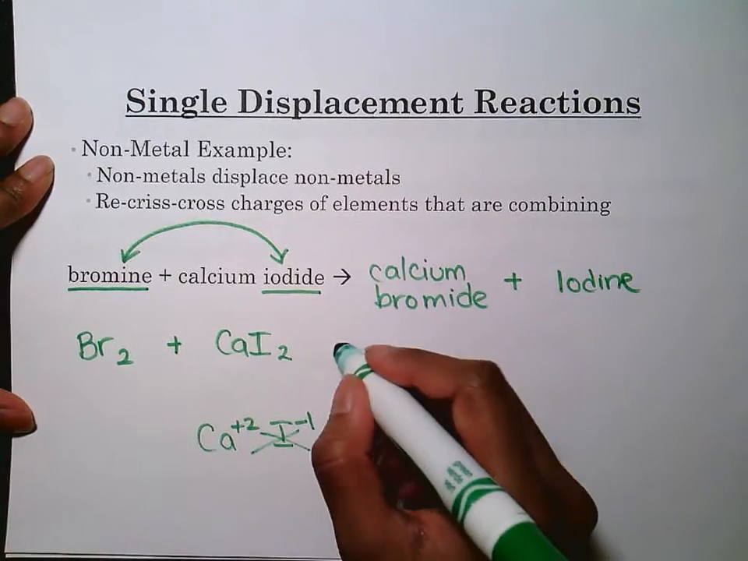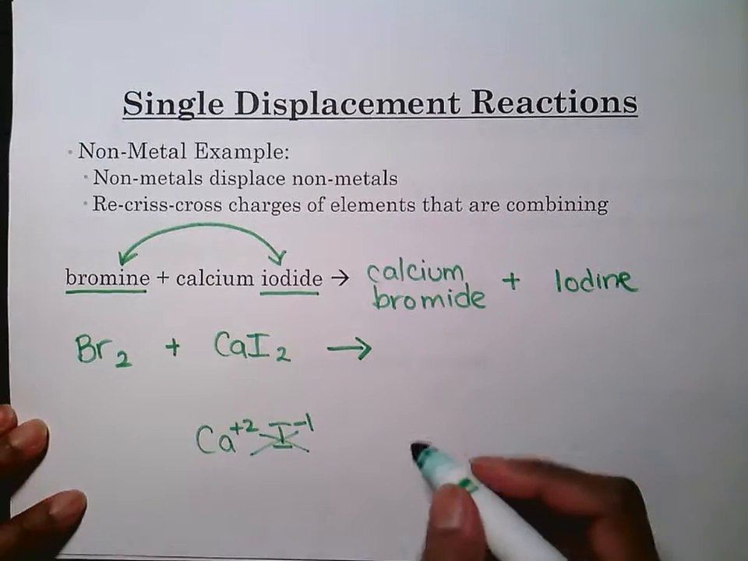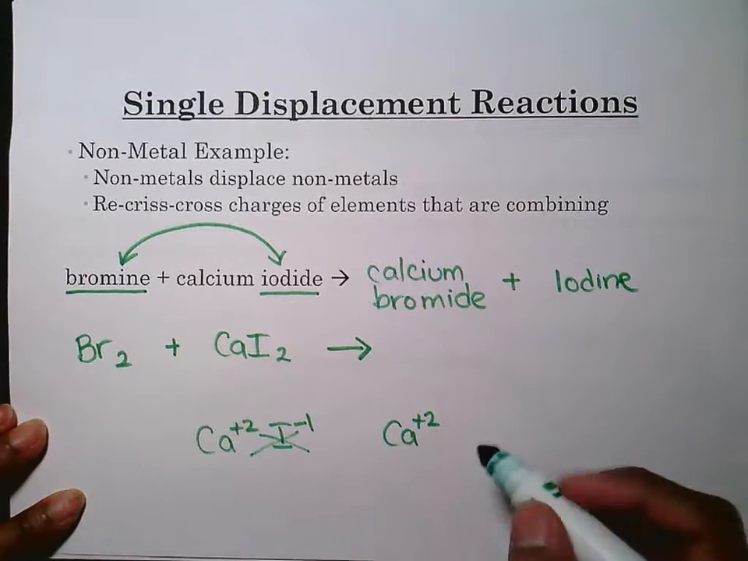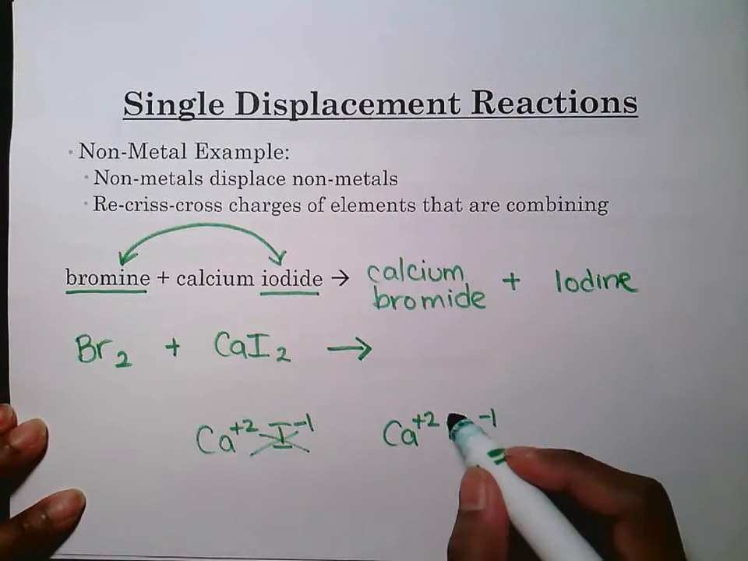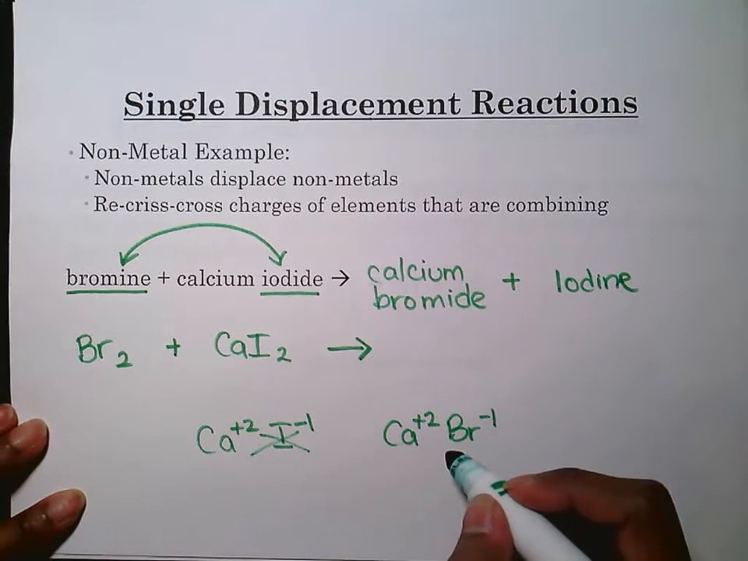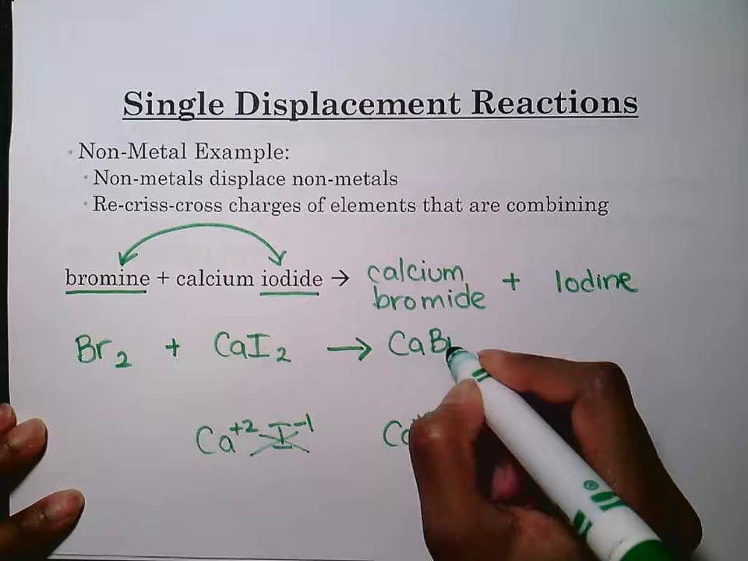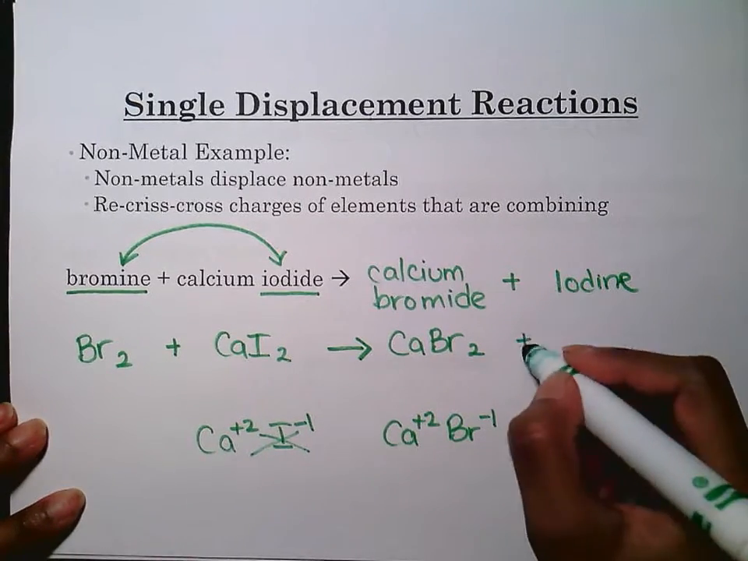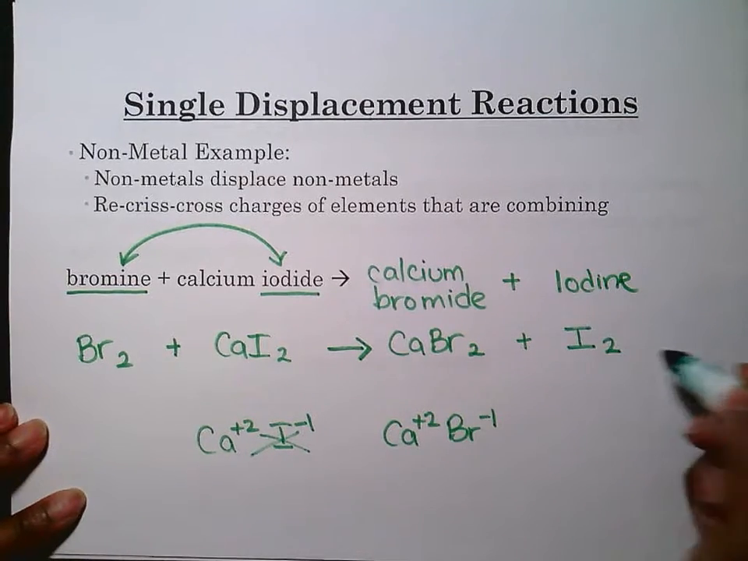That's going to produce now my calcium bromide. So I should have Ca +2, and my bromine is -1. So when I crisscross my charges, I'm going to be left with calcium bromide. And finally, iodine, which is also a Hofbrinkel, I'm going to have a 2 at the bottom.